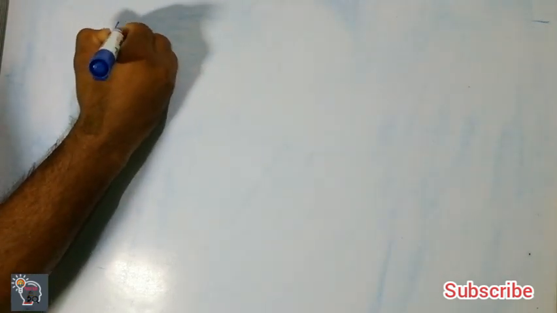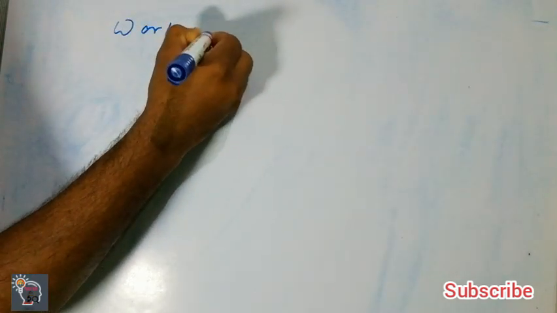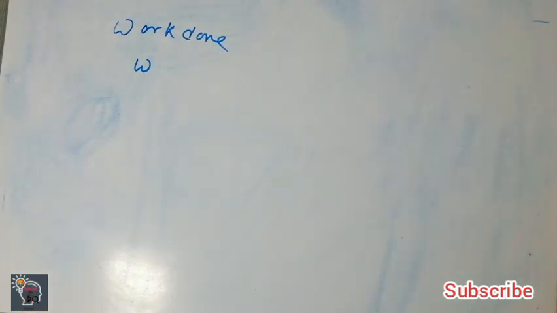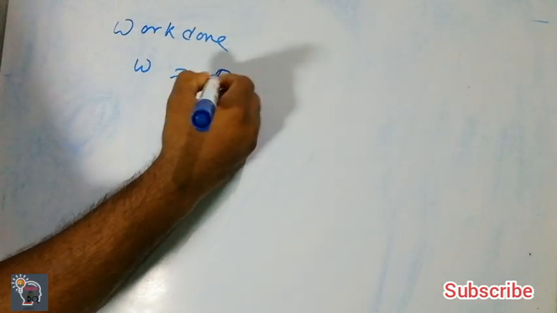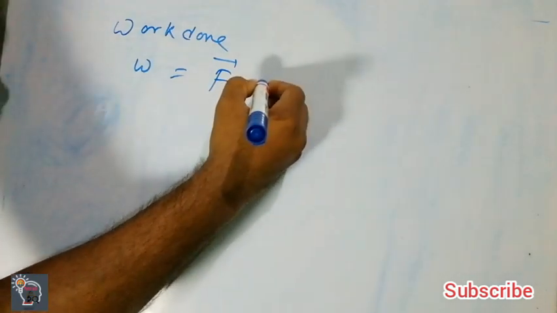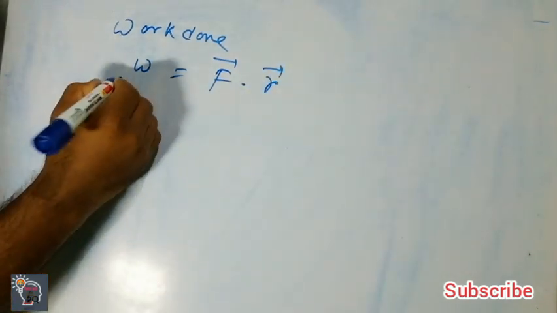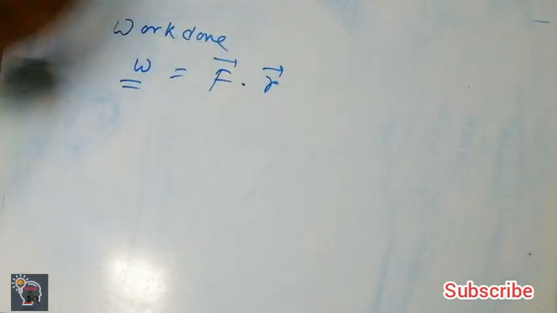An example of a dot product is the work done. Work done is a scalar quantity denoted by W, and we know that work done is equal to force into displacement. But force is a vector quantity and displacement is also a vector quantity, so the product is a dot product, F dot R. So work done W is equal to F dot R.